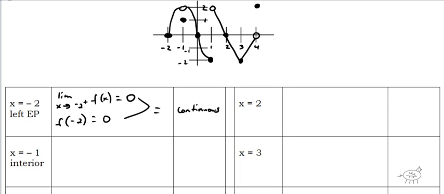It's pretty easy. Now we're going to switch over to x equals -1. That's an interior point, so now we look at two-sided limits. The limit as x approaches -1, with no plus or minus because it's two-sided. First of all, does that exist? As I approach -1 from the left side and the right side, the value is equal to 2, because both sides go towards 2. And what is f of -1? Look for the solid dot. Isn't that equal to 1? Since these are not equal, we say it's discontinuous.